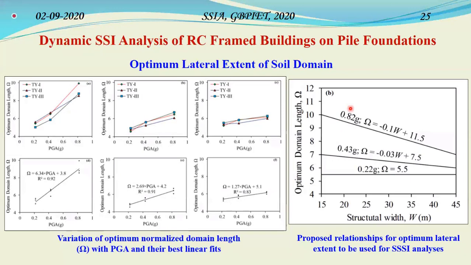Any PGA between 0.22 and 0.82 can be successively interpolated in this region. I would caution that since we have not checked below 0.22 g and above 0.82 g, we would issue a cautionary statement: don't extrapolate. It is always better to extend this research further and bring in new understanding.